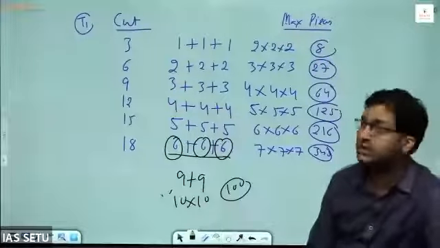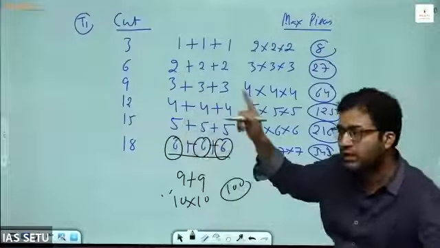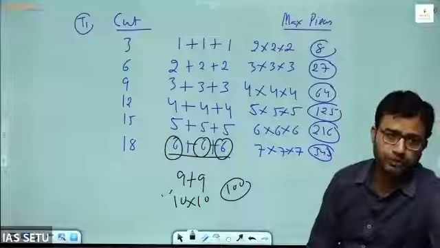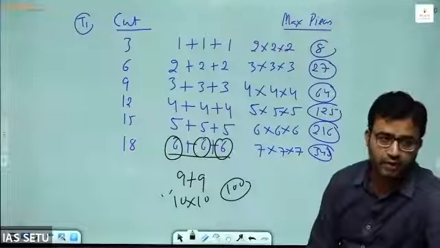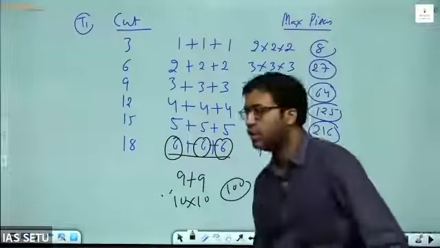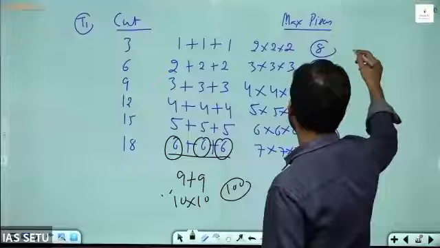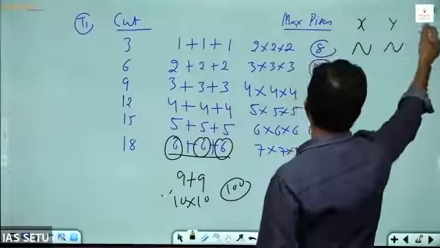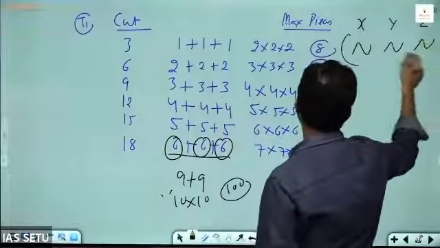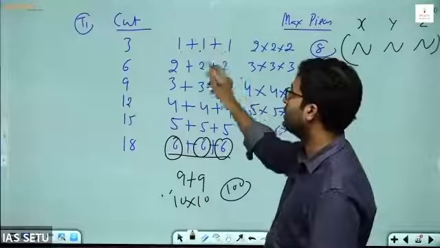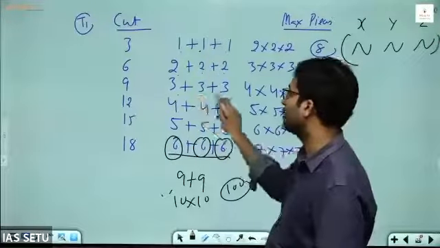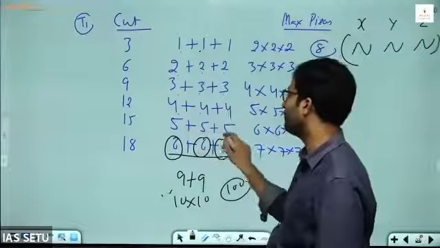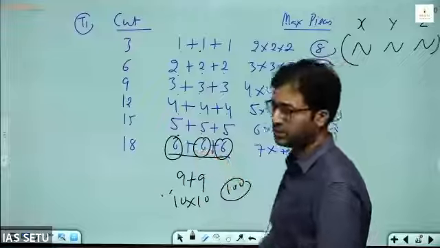So the point is, when the number of cuts is a multiple of 3: 3, 6, 9, 12, 15, 18, 21. What is our distribution? On x-axis n cuts, on y-axis n cuts, on z-axis n cuts. 1, 1, 1, 2, 2, 2, 3, 3, 3, 4, 4, 4, 5, 5, 5, 6, 6, 6, like this.